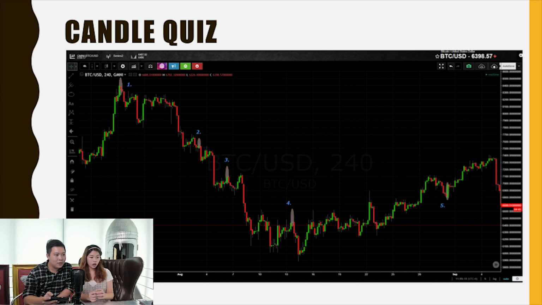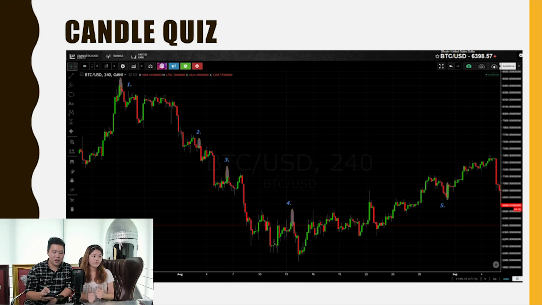Number 4 has a very small body. I can't see the lower wick again, and there's a very long upper wick. So I guess this is the inverted hammer. Number 5 just looks like a Marubozu. It has no wicks, so it's a block of green Marubozu. Okay, locked in our answers.